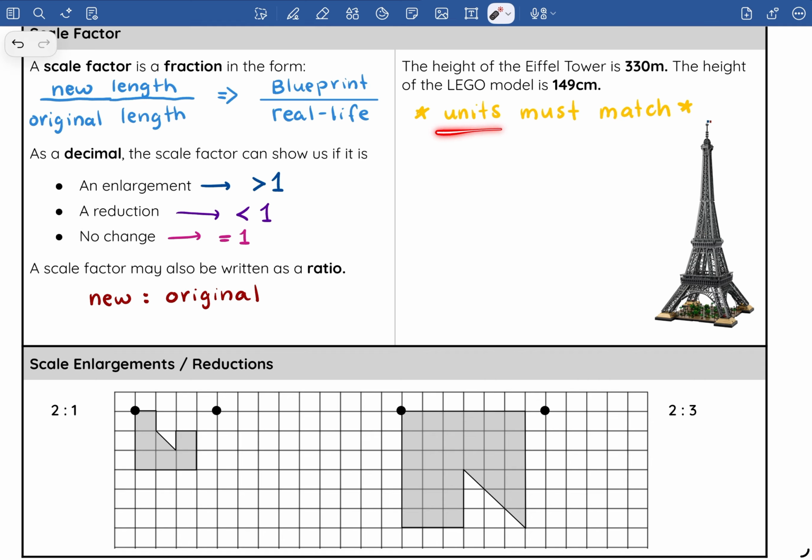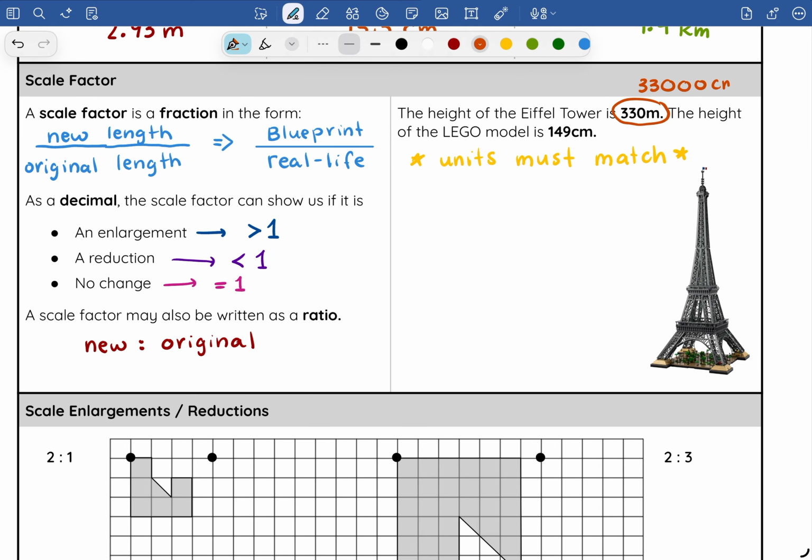So our first step is we need the units to match. So we can either convert this to centimeters or we could convert this to meters. It doesn't really matter. You just have to make a choice. I typically go to the smaller unit. I don't know why. It just feels better to me. So I would say that instead of 330 meters, I would think of this as 33,000 centimeters. So going from meters to centimeters is multiplying by 10 for 2 steps. So really just adding 2 zeros at the end of the number.